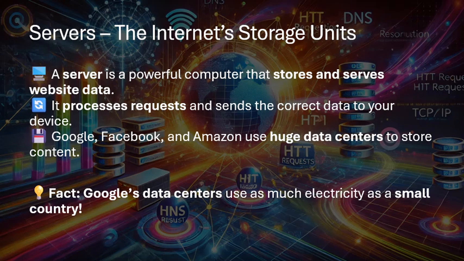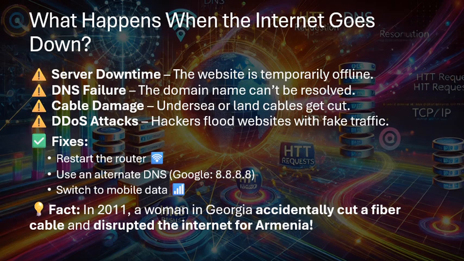So, what happens when the internet goes down? We'll talk about this in the next slide. When the internet stops working, it's usually due to server downtime, which is when the website is offline. Then we have DNS failure, where the domain name can't be resolved. Hence, we can't reach the right server. Then there is cable damage, in which the undersea or land cables get cut. Hence, our data can't travel.